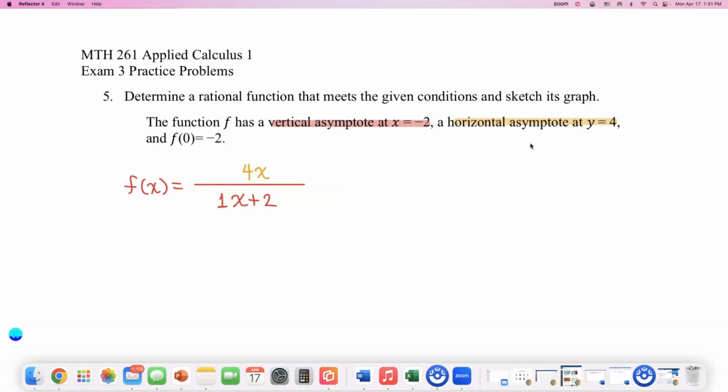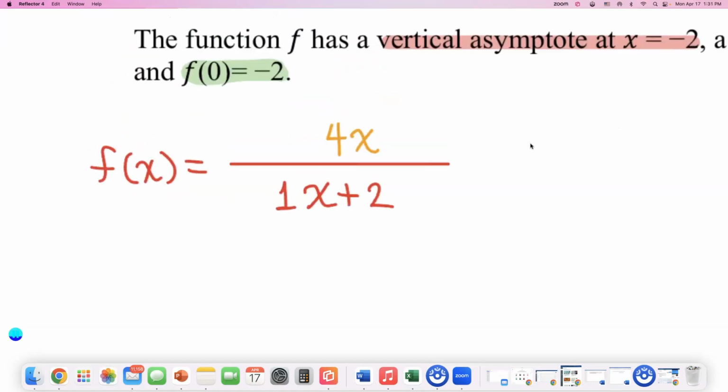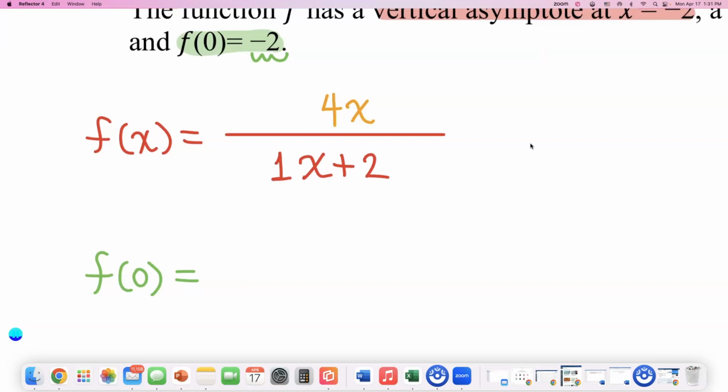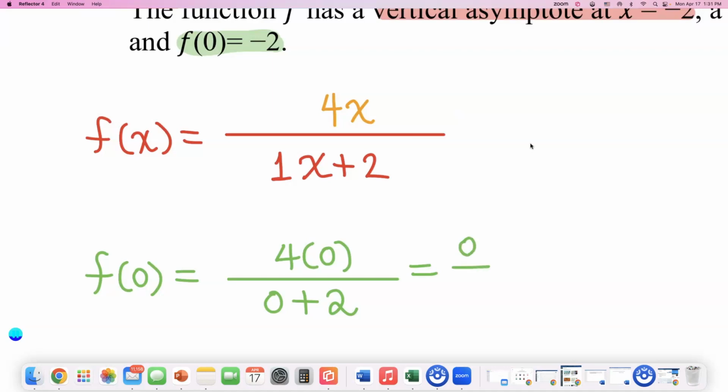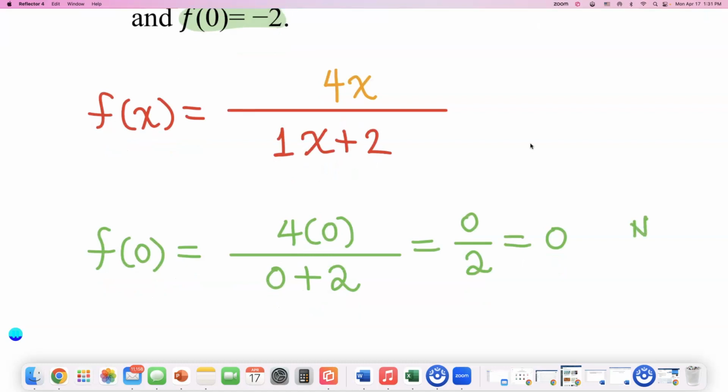Now there is that third condition, f of 0 equals -2. Now what that means is, if we plug in an x value of 0 into this function, I better get -2 out of it. Okay, so I'm going to see if my current function satisfies that third condition. If not, I will try to fix it a little bit, okay? So if I plug in 0 into the function, what will I get? I'll get 4 times 0 over 0 plus 2, right? This is not going to work. Look, I have 0 over 2, which is 0. Not working.